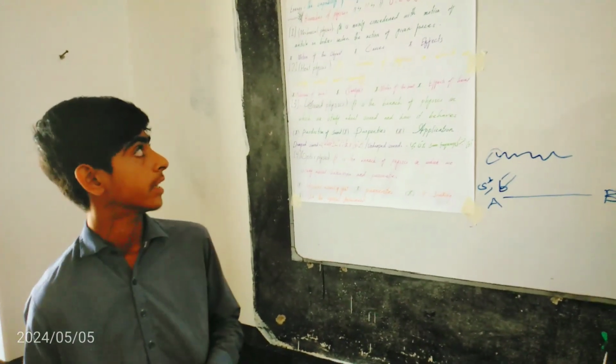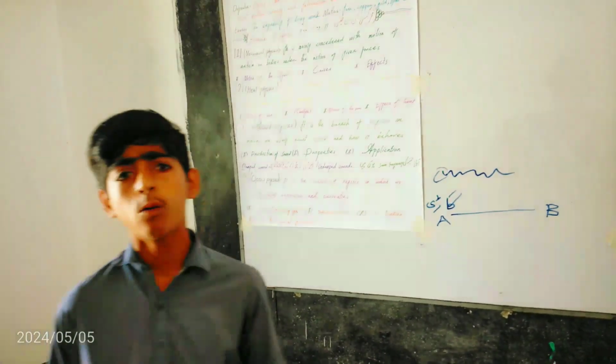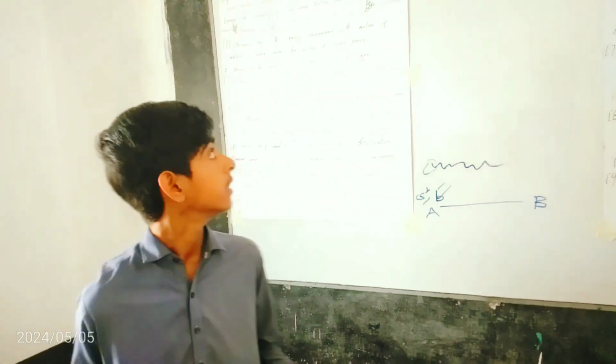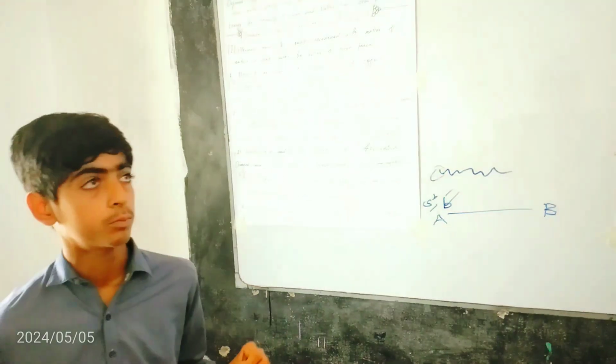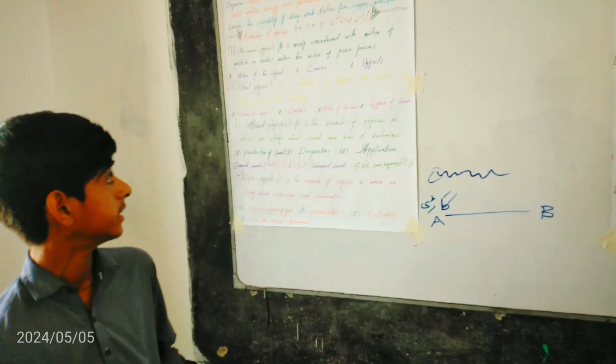First is branches of physics. First is mechanical physics. It is mainly concerned with the motion of particles or bodies under the action of given forces. Motion of the object. How does an object move, and what causes it? If the object moves, what is the cause of that, and what is the effect?